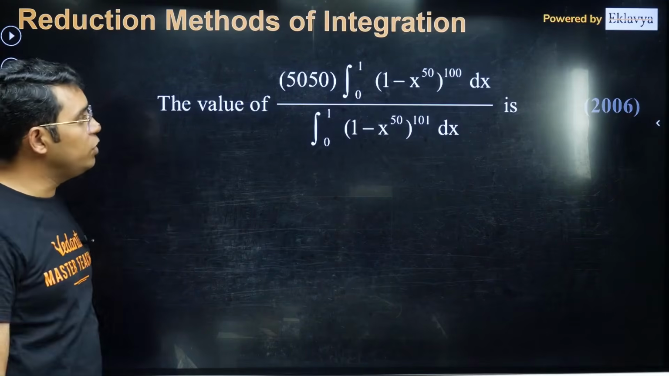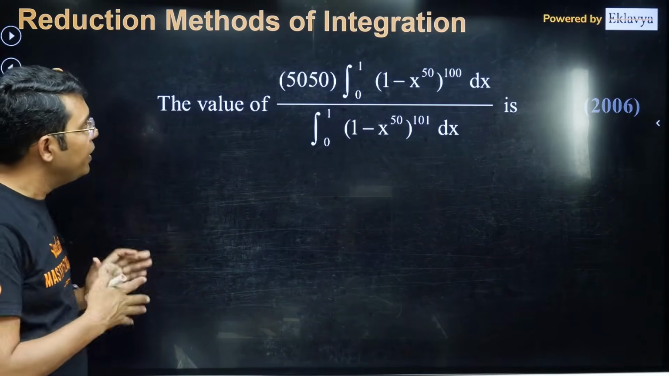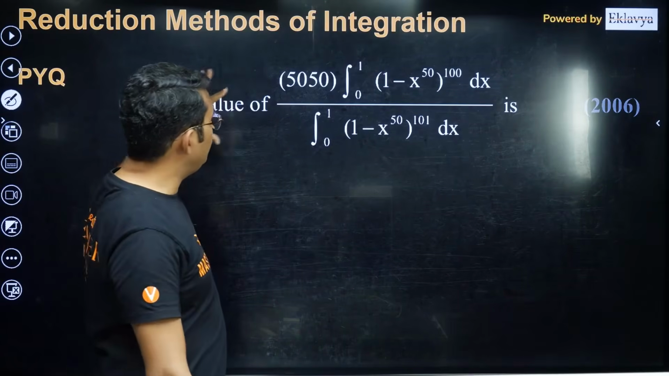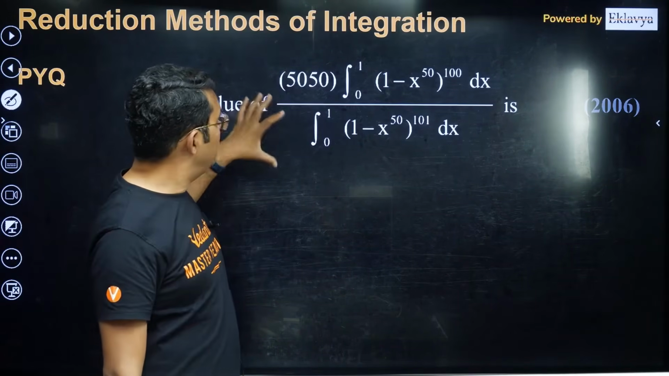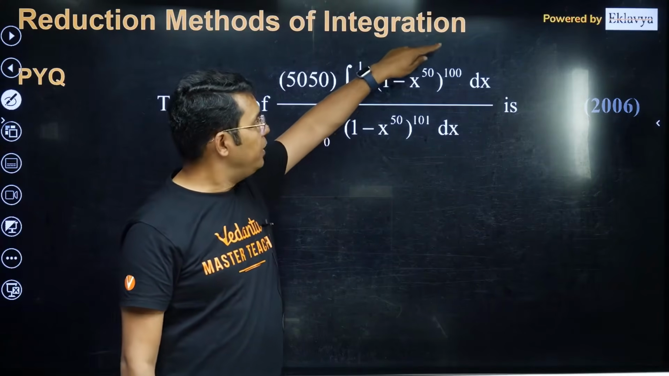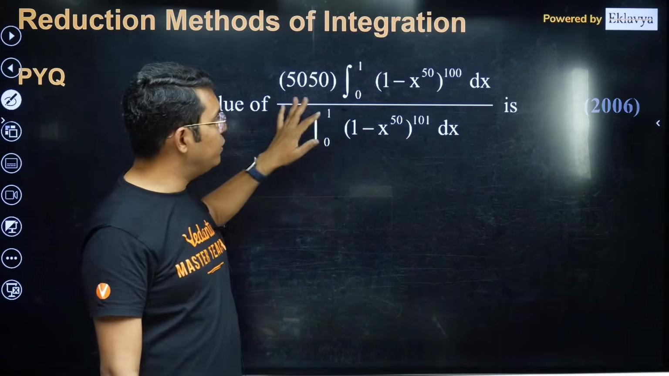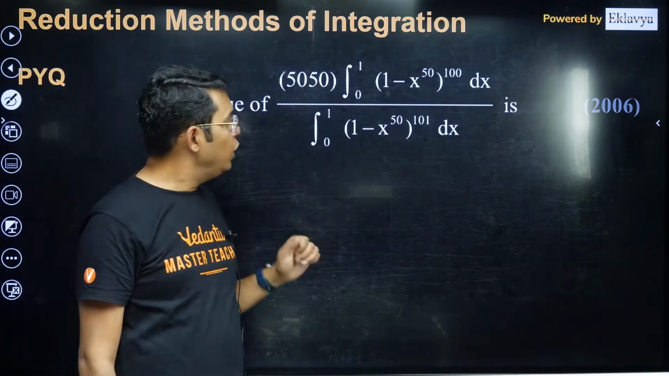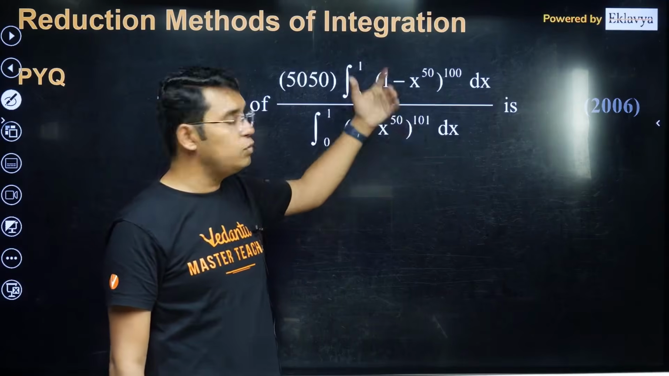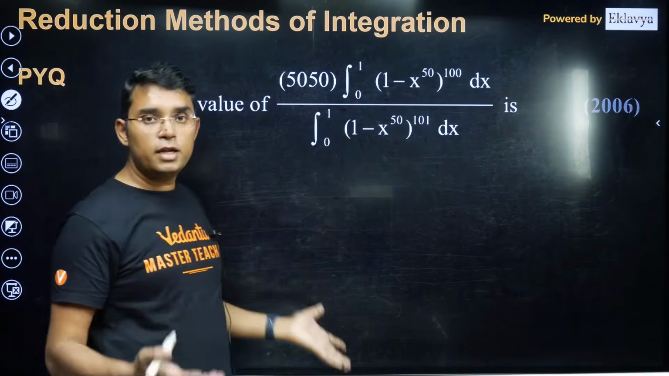Okay, one more question I will take. That is a question of 2006. Very important question, I will say. In this question, they are asking the ratio of these two things, in which both integrals are having 1 minus x power 50, but in one of them the power is 100, in one of them the power is 101. So it looks like we just have to reduce the power from 101 to 100, and we have to take the ratio.